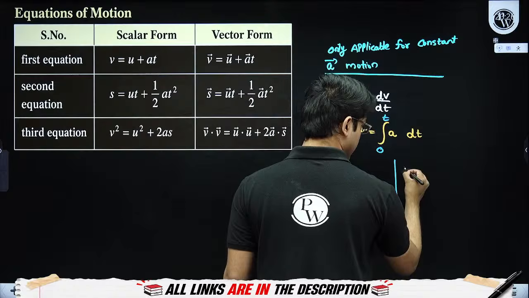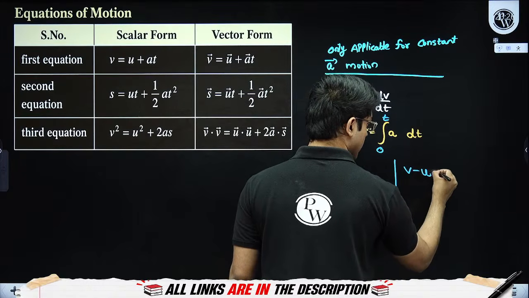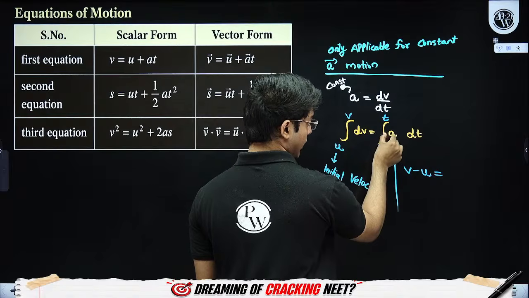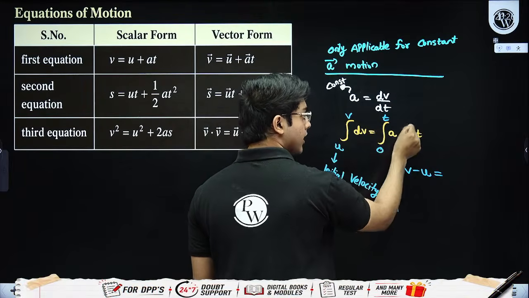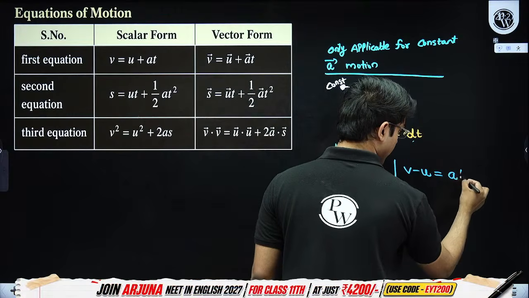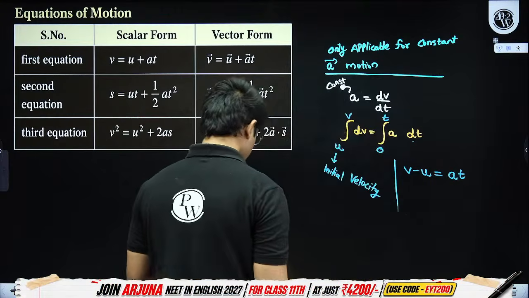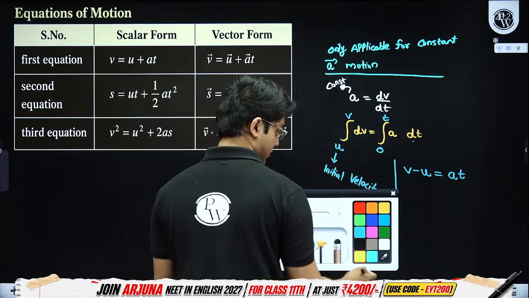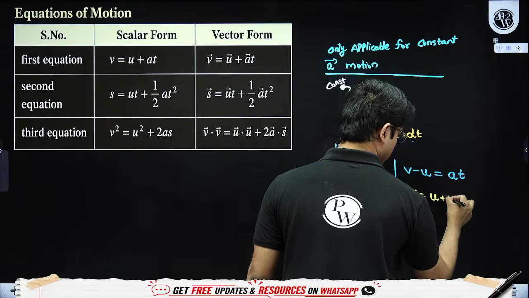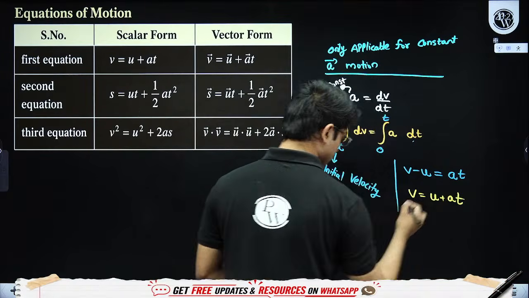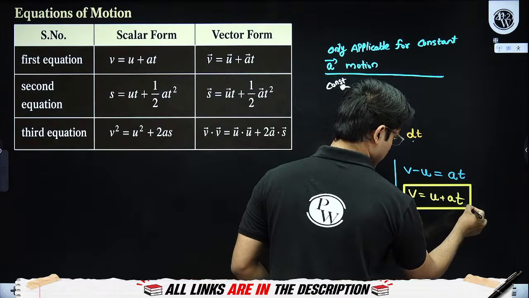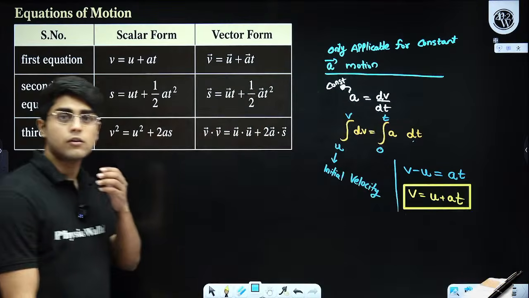So the left hand side will be v minus u, and the right hand side, because a is constant, you can take it out of the integration. Integral dt will be simply t. So right hand side will be a into t. This gives us the first equation, which is v equal to u plus at. We'll understand how to use these equations in a bit. This is the first equation, v equal to u plus at.